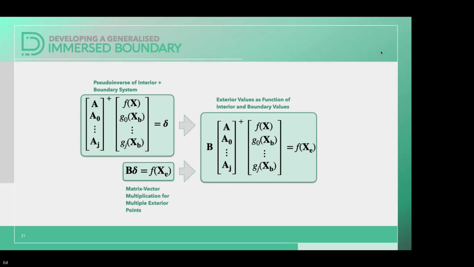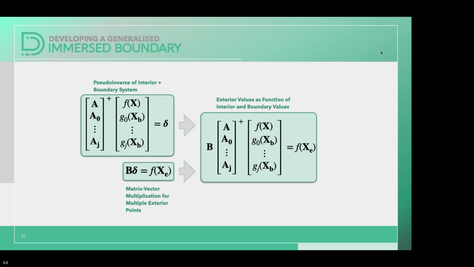And we can assemble them into this thing. So this is just a big matrix operator. You don't really have to care what goes on in here. But effectively what we have here is our function at the exterior points expressed as some function of interior function values and boundary forcing values.